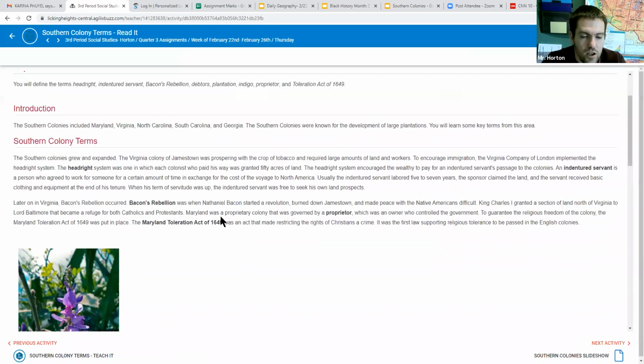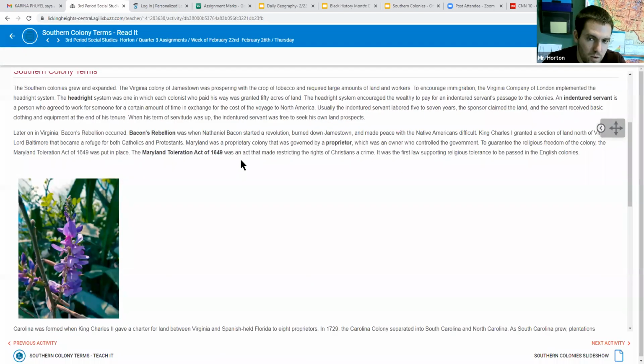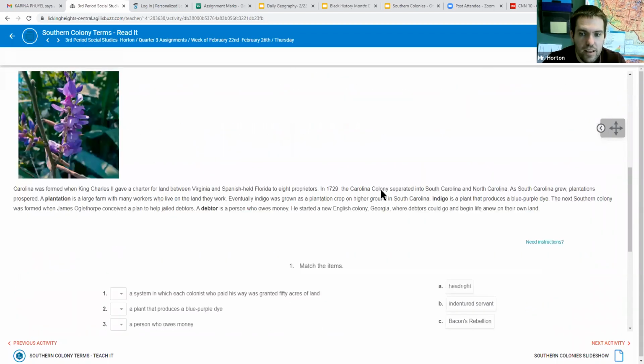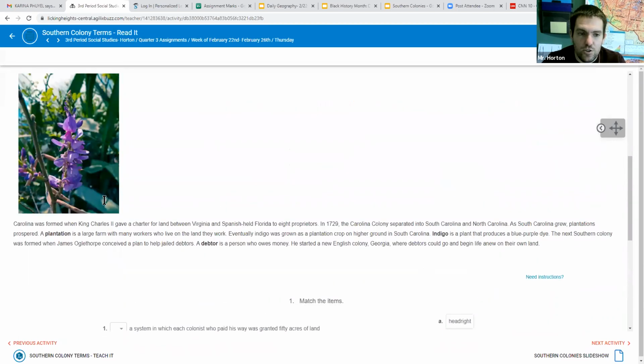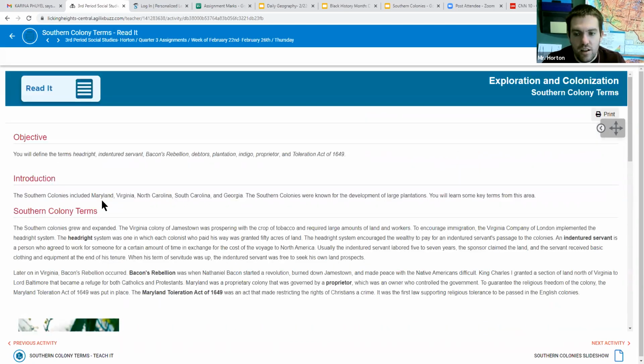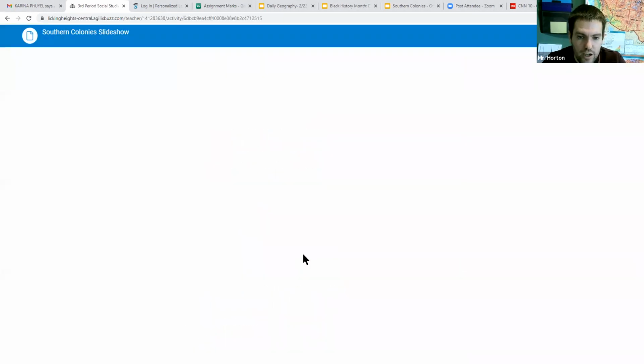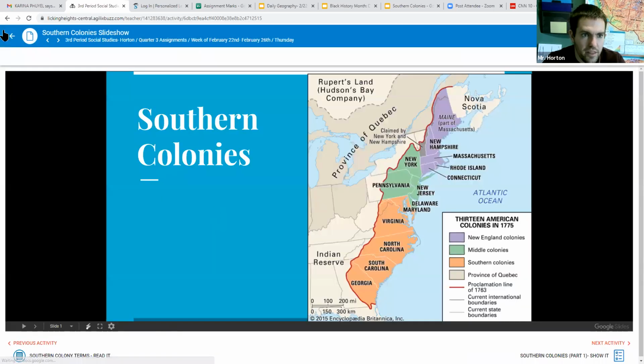So in this article, it talks about the 7 terms that we're going to cover. We have headright, indentured servant, Bacon's Rebellion, proprietor, the Maryland Toleration Act of 1649, then you have indigo and plantation. Those are our 7 terms that we're going to cover throughout our lesson today. You can look in the read it to find some information about that. And then you have access to our slideshow.